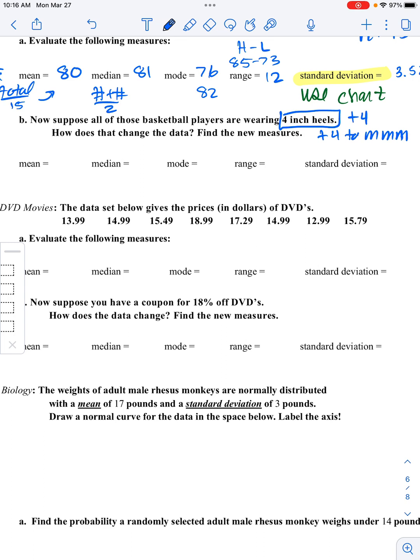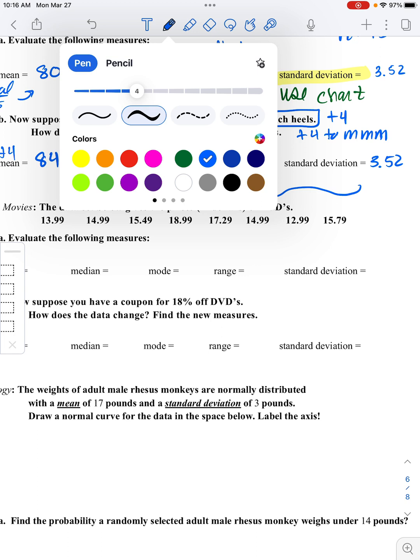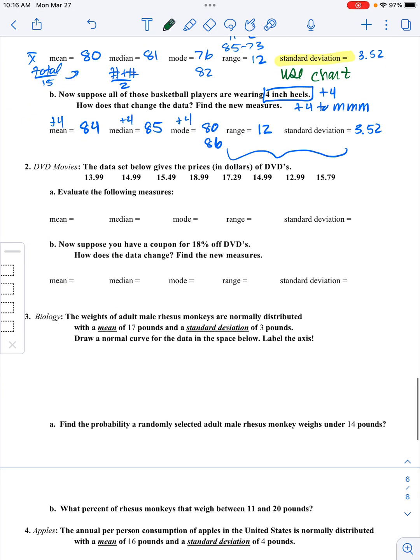So I'm going to take my old mean and add 4. So I'm just looking from up above. My old median was 81. I need to add 4. I had 2 modes. I still have 2 modes. I take my old 76, add 4, get 80. Take my old 82, add 4, and get 86. These two won't change because it's not more spread out. It just all scooted up 4. So this stays 12 and this stays 3.52. So that's adding and subtracting a value to the data set, only changes the 3 M's.